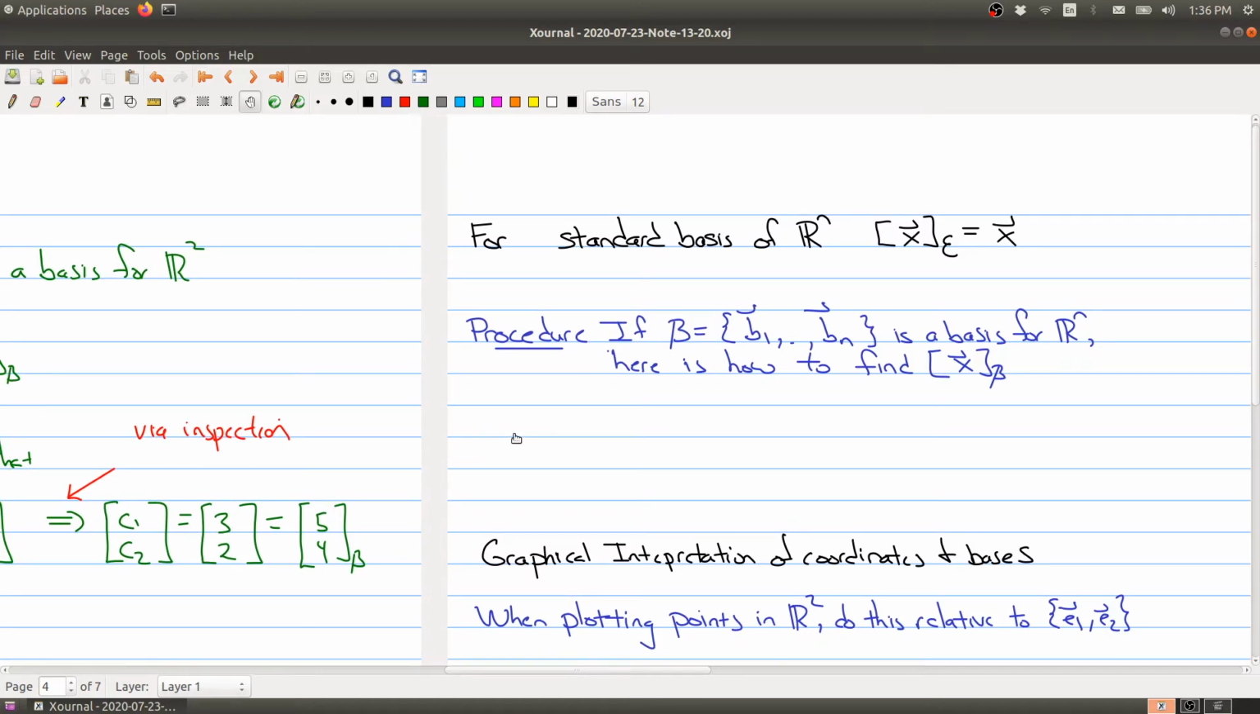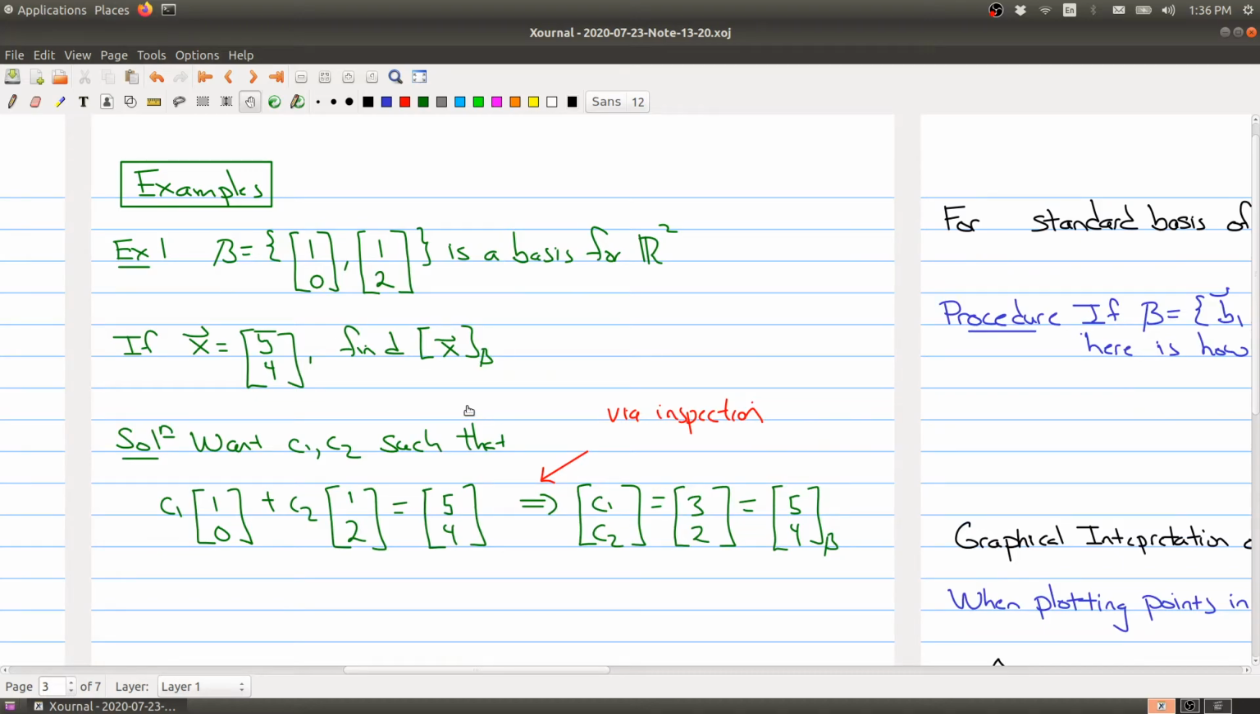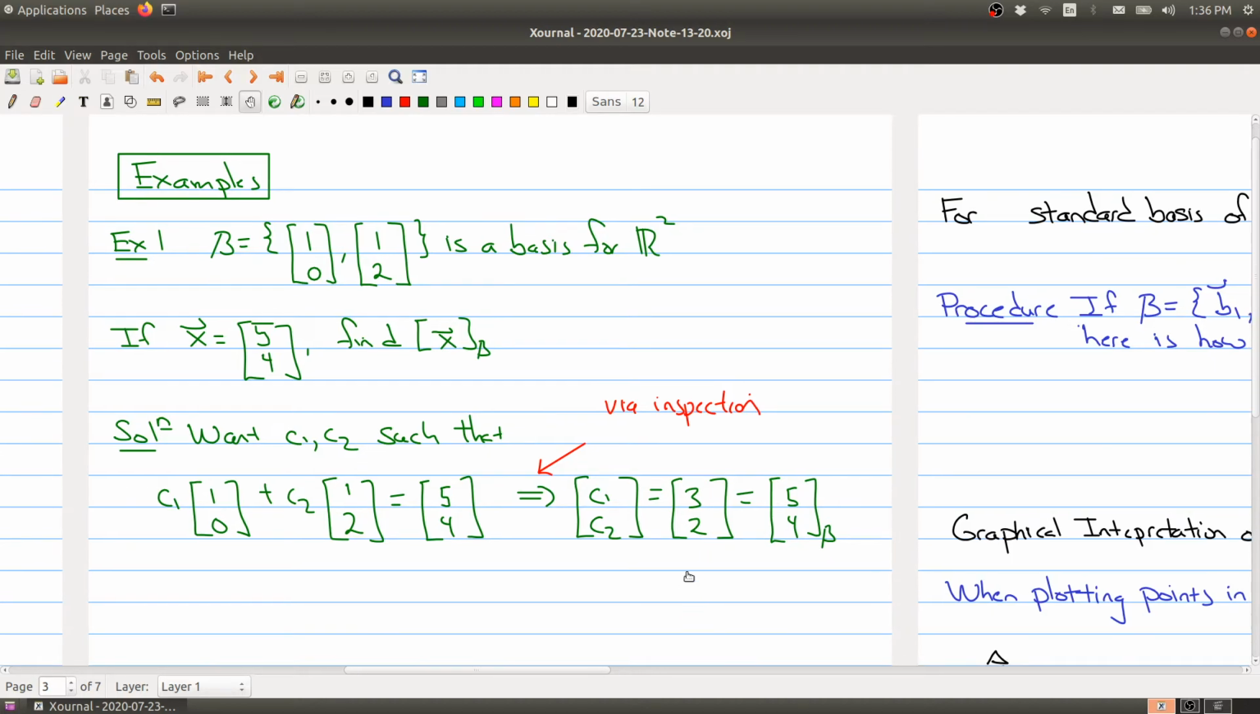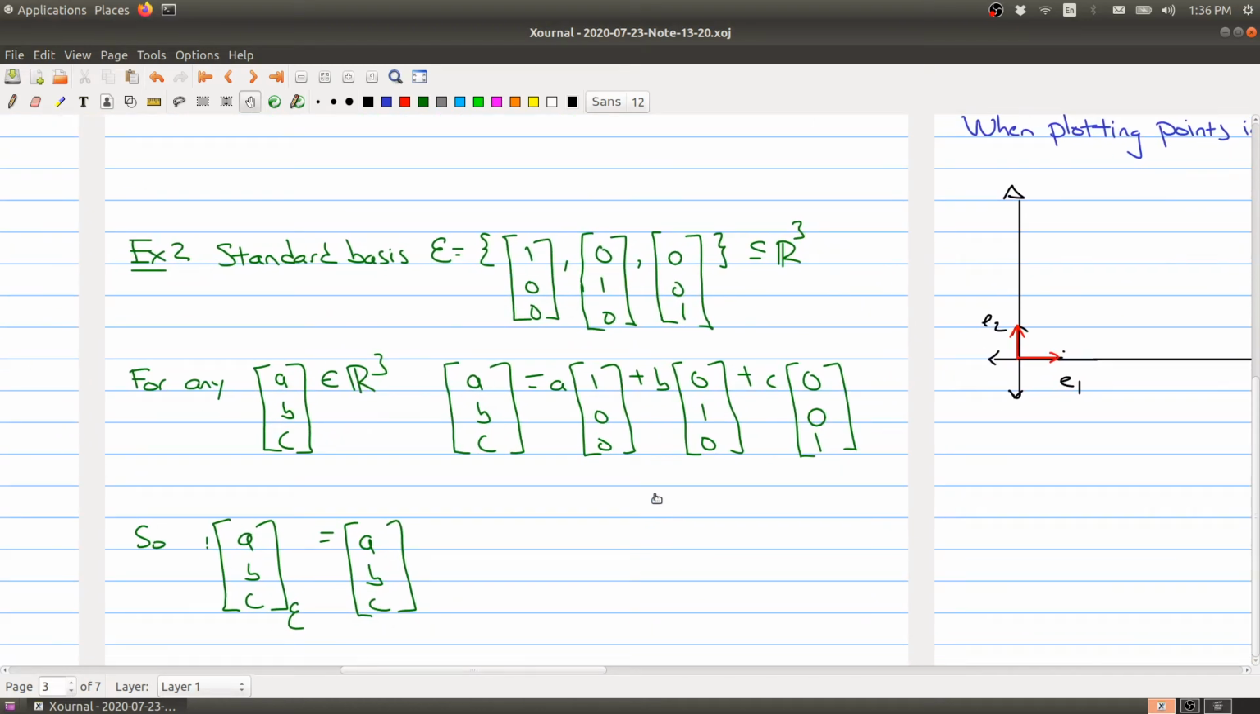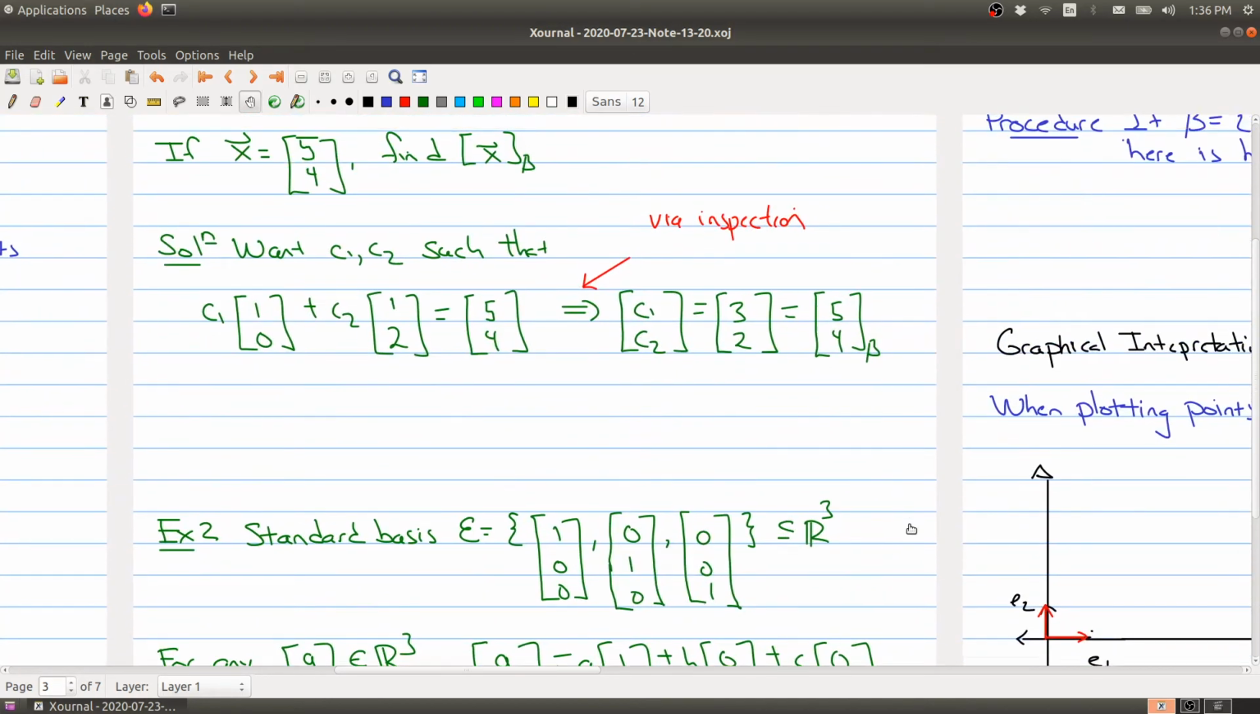But if you have a different basis, you're going to end up with a different vector. Remember, (5, 4) with respect to B means 3 times the first vector plus 2 times the second vector. But when you're using the standard basis, you take A times the first vector, B times the second vector, plus C times the third vector, and it happens that you get the same vector back that you started with.